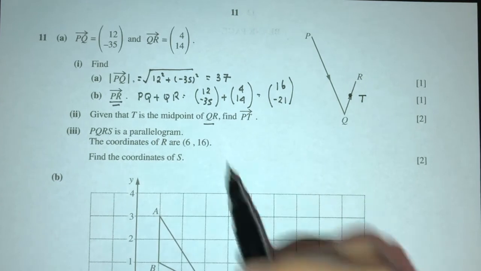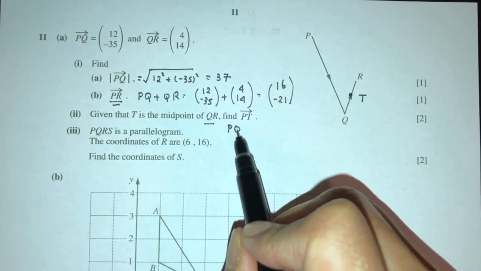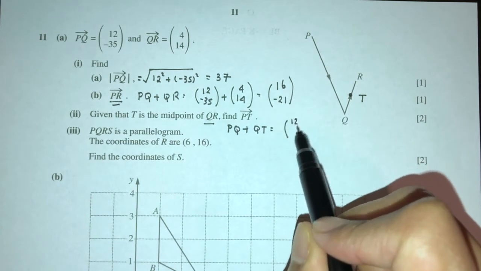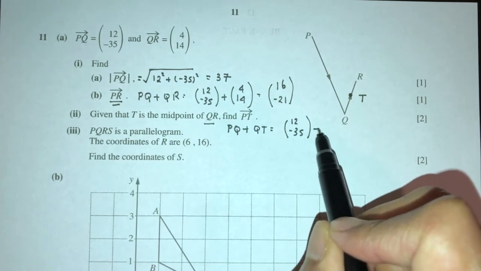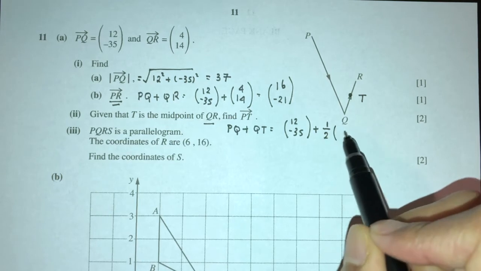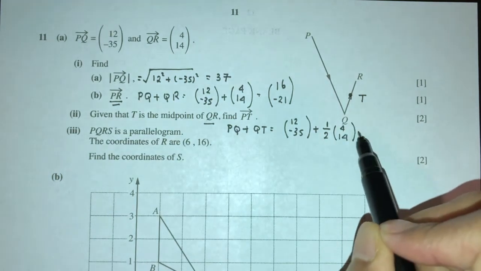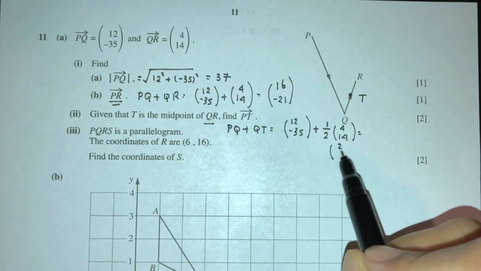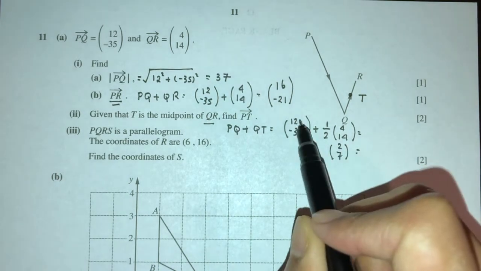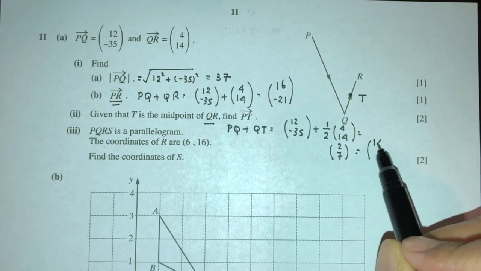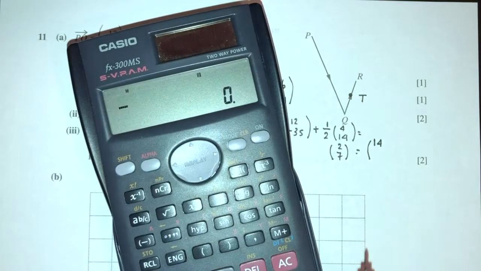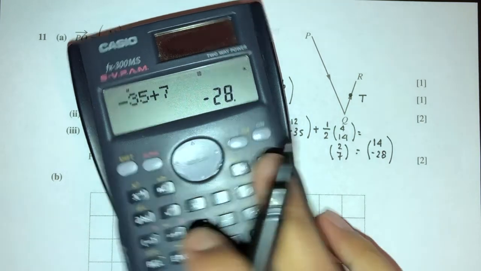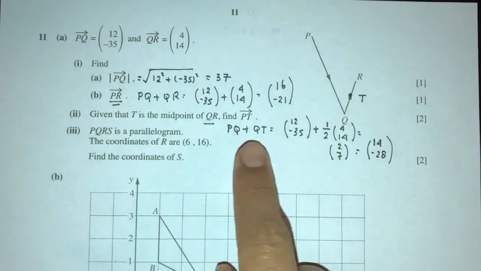Now part 2, given that T is a midpoint of QR, so T is somewhere around here, find PT. So PT will be PQ plus QT. PQ, you know, is (12, -35). And QT is half of QR. QR is (4, 14), so this will be what? (2, 7). That will give you 12 plus 2 is 14, -35 plus 7, that will be -28. So this is your answer for PT.